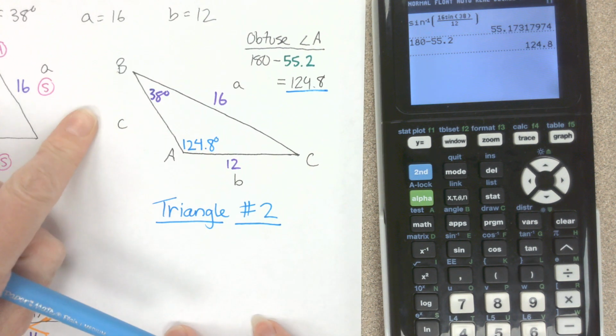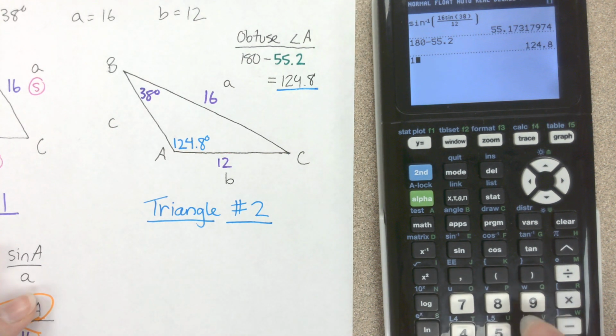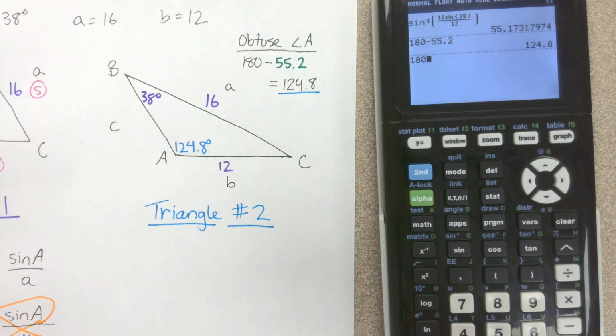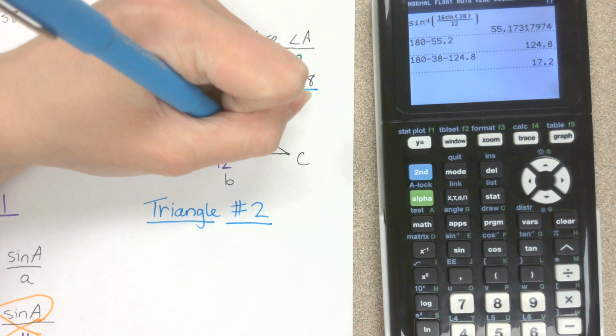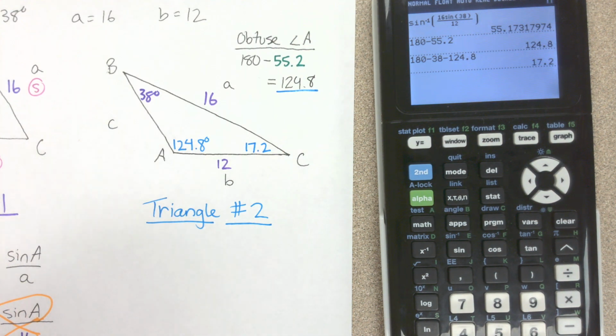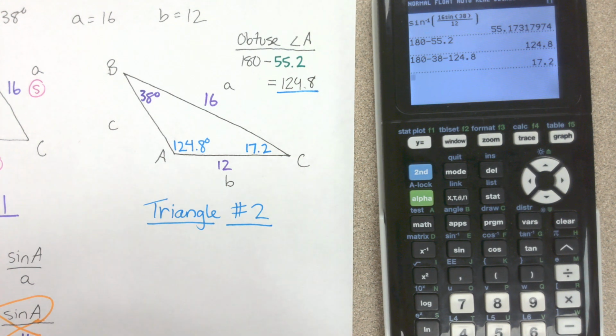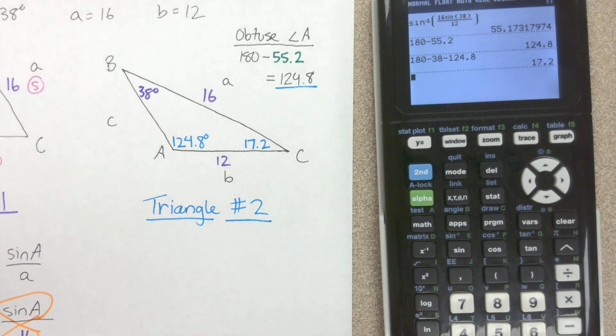To verify that this is going to work, let's find angle C, which we just use 180 minus 38 minus 124.8. Angle C, the remaining degrees left in the triangle, is 17.2. Since this worked, this is a legit triangle. We are going to have two answers here. So there's not great news here. That means we have to do more work to finish the problem, but the work itself is not bad.